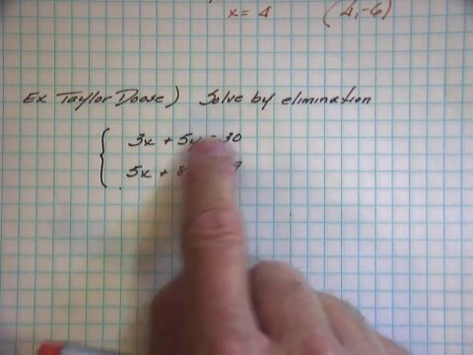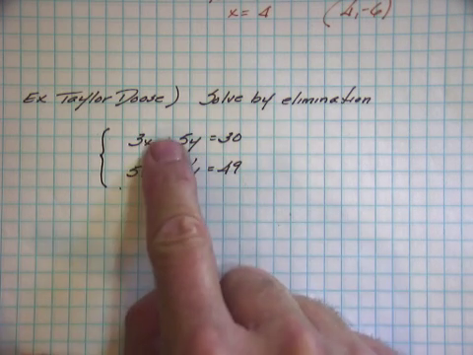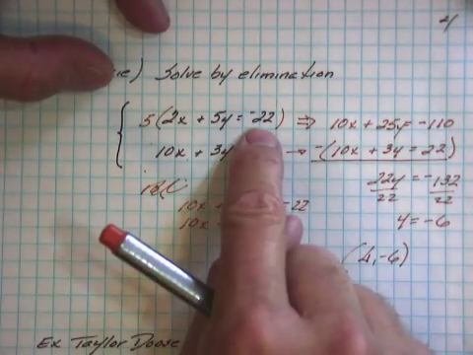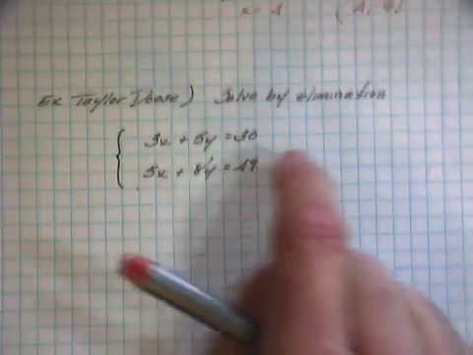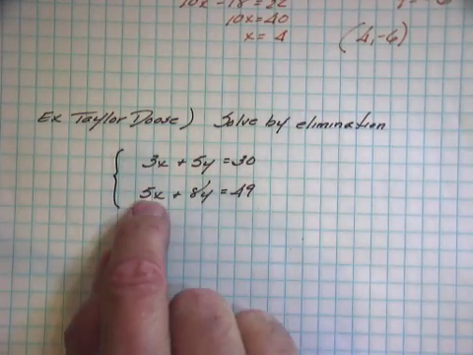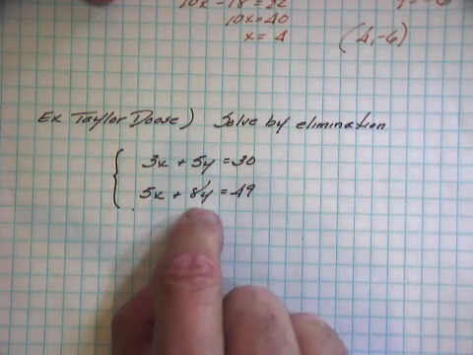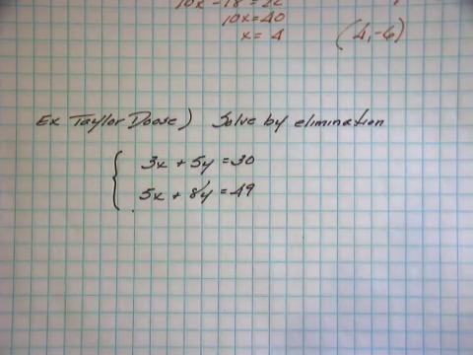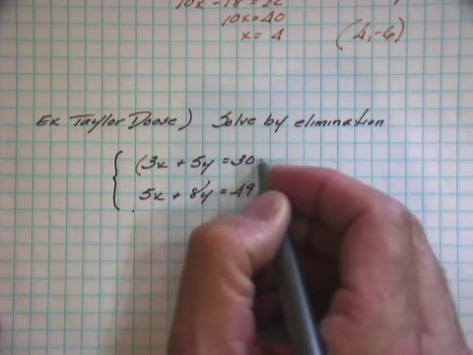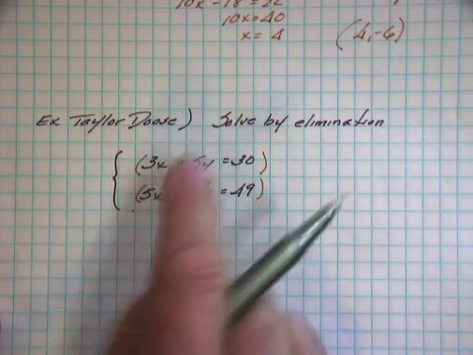Okay, one more. This time, what you'll notice is that there's nothing convenient I can multiply the top by to make it match the bottom, and vice versa. See, up here, all I had to do was multiply one equation, and I got the 10s to match up. But there's nothing convenient here to multiply 3 by to make it 5, or 5 by to make it 8.